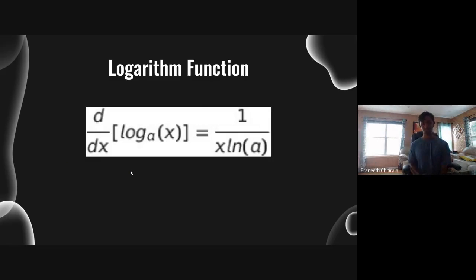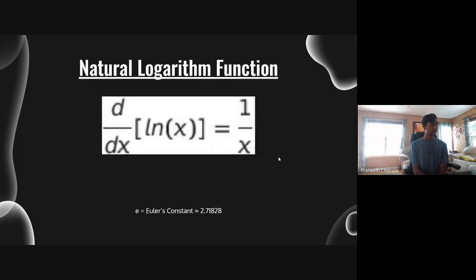The logarithm function, on the other hand, is log base a of x. And that's the inverse of the exponential function that was shown before. The derivative of log base a of x is just 1 over x times the natural log of a. And this is using the natural logarithm function. So the derivative of natural log of x is just 1 over x.